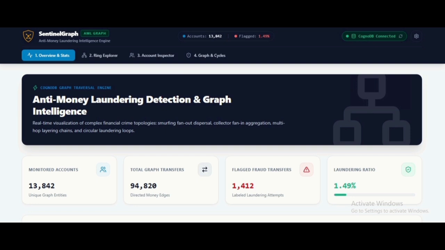This is exactly why the graph database is important here. A traditional relational database stores transactions as rows, but AML investigation is really about relationships and paths. A graph database models accounts as nodes and transfers as edges. So instead of reconstructing the network through complex joins, I can directly query the structure of the money flow. That makes fan-out, fan-in, multi-hop layering, and circular laundering much more natural to detect.